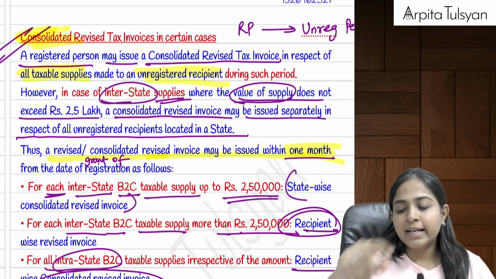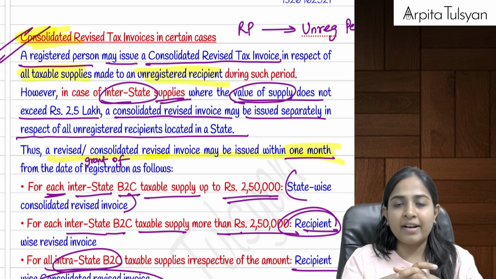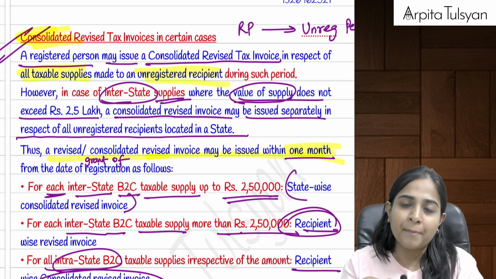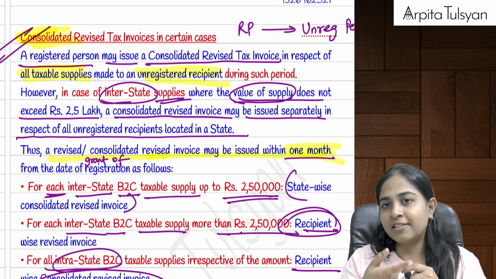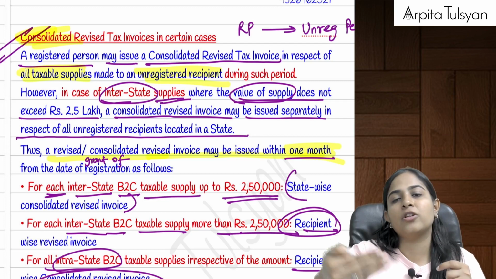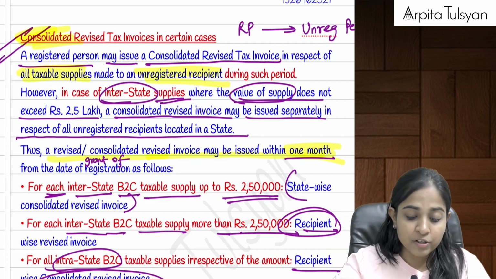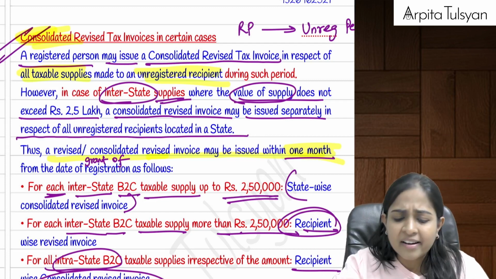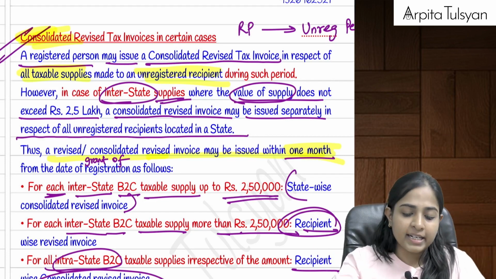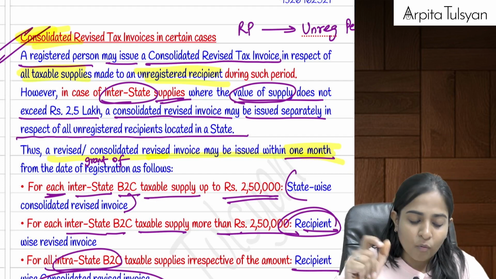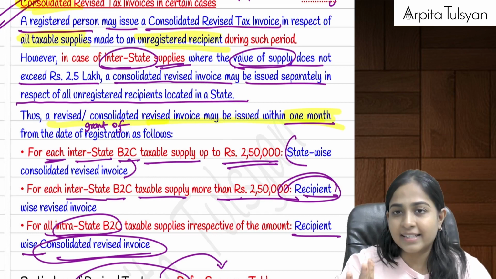Yes, so now they are telling that you can issue consolidated revised tax invoices for all the supplies made to unregistered persons. If you have made the supply to a registered person, then obviously for each supply you will have to issue a separate revised tax invoice. But if you have made the supply to unregistered persons, then you can issue a consolidated revised tax invoice, provided the value does not exceed 2.5 lakhs in case of interstate supply.